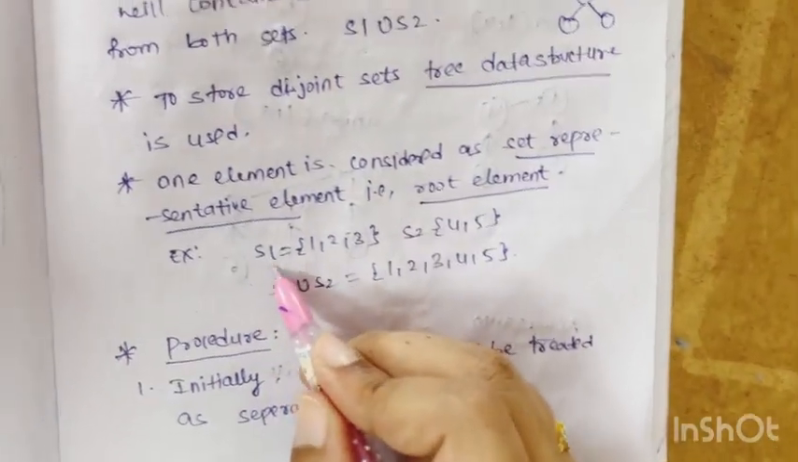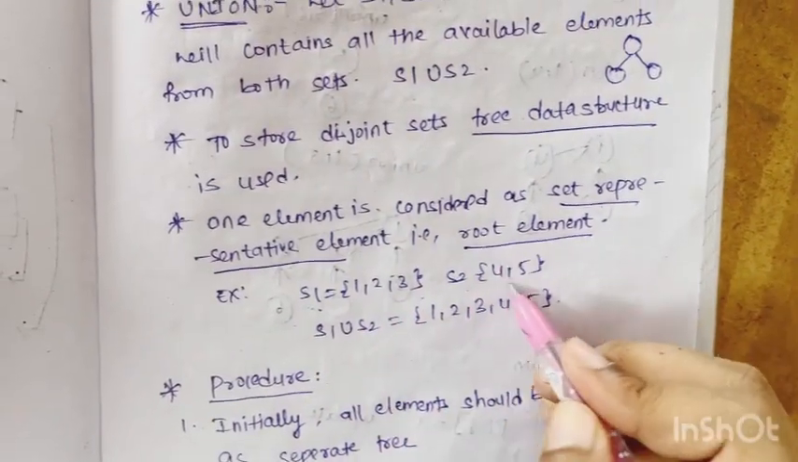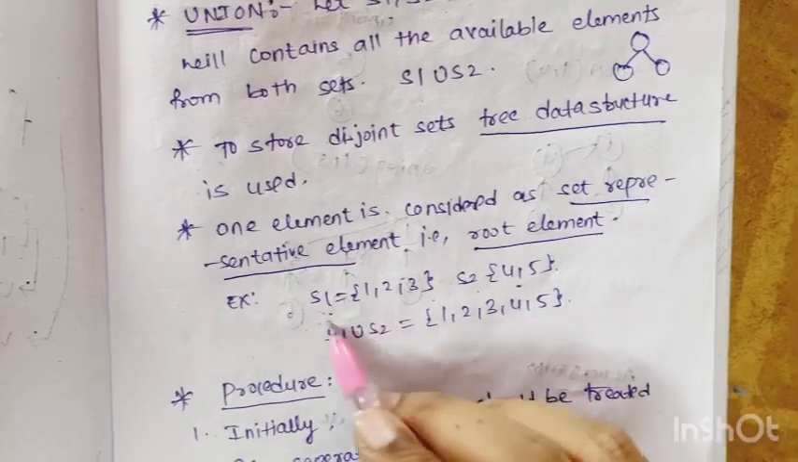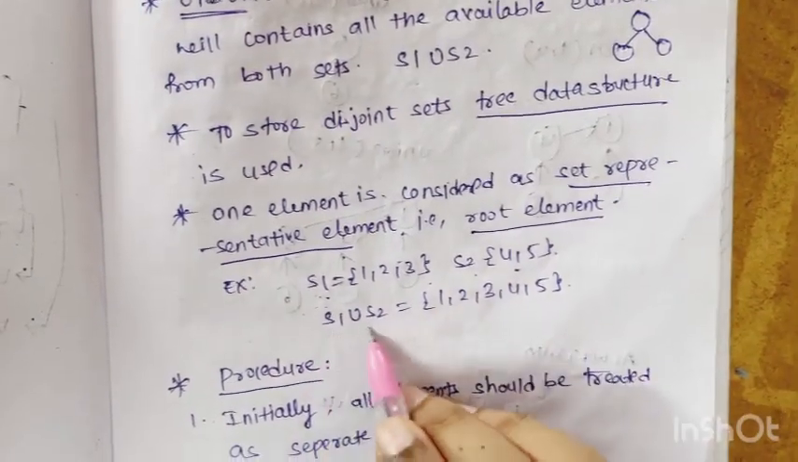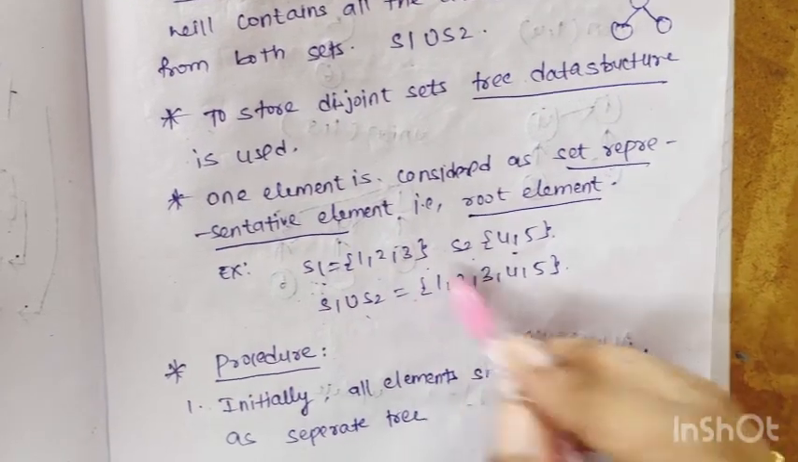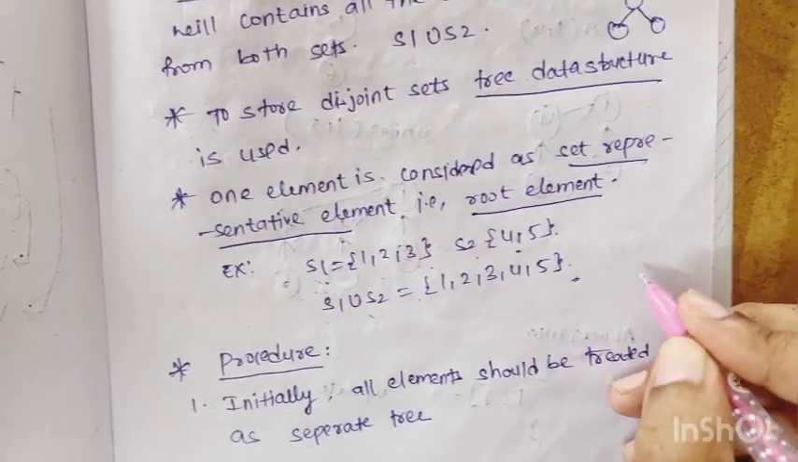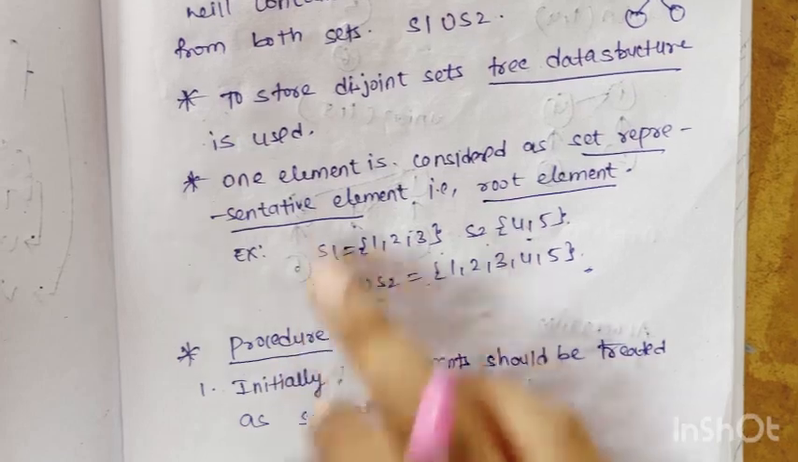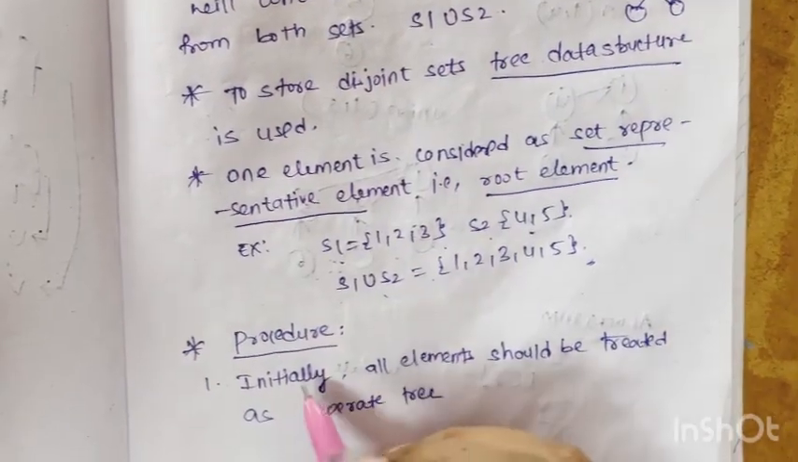Take an example of set 1 as elements 1, 2, 3 and set 2 as elements 4, 5. How to perform the union of these two sets? S1 union S2 combines all the elements of S1 and S2: 1, 2, 3, 4, 5. So this becomes the union. So how to perform the simple union? We'll see the procedure now.